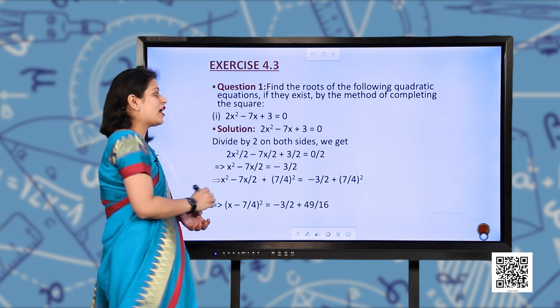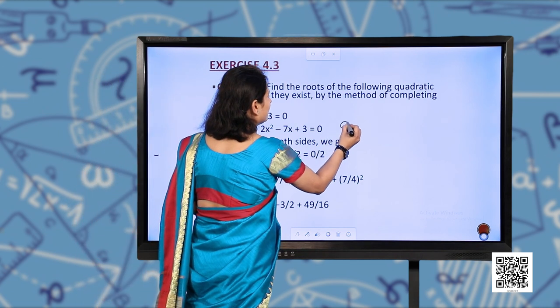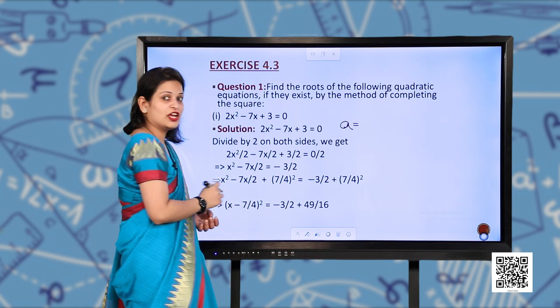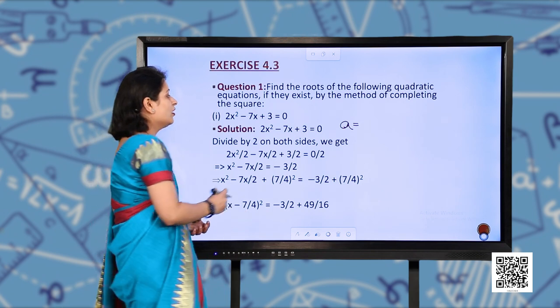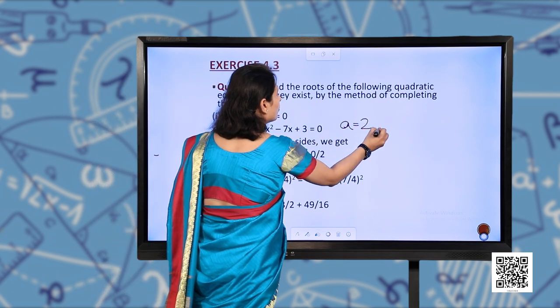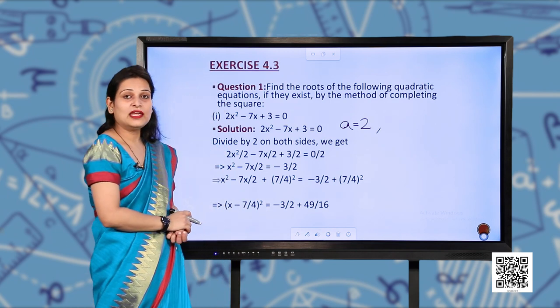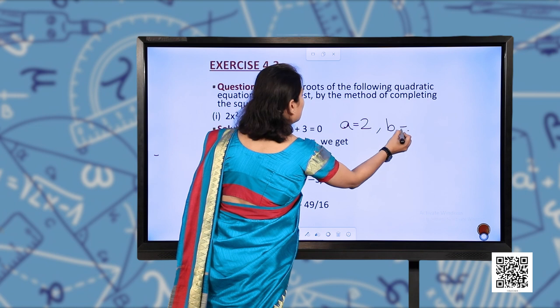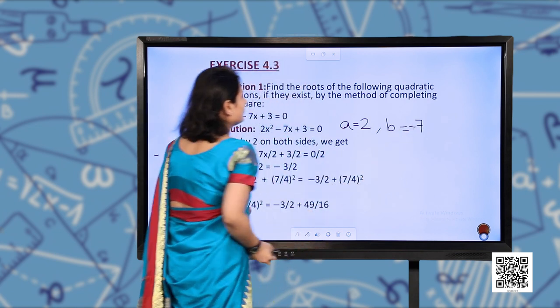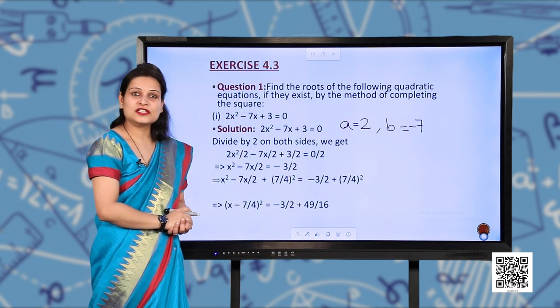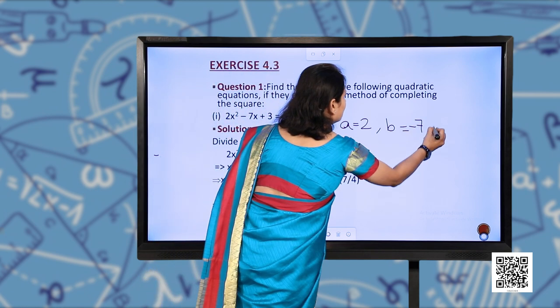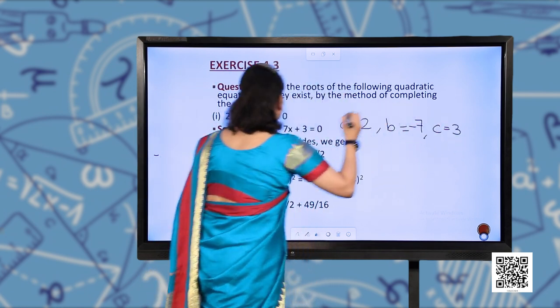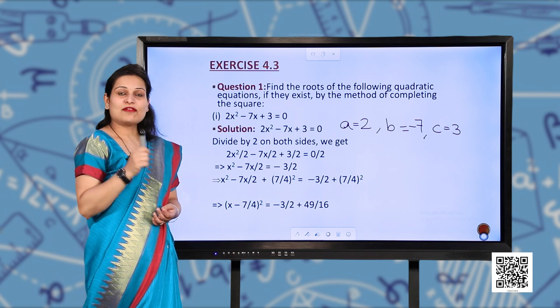Now, what is the value of a here? a is what? Coefficient of x square. So, a is 2. What is b? b is the coefficient of x, which is minus 7. And what is the value of c? c is 3.